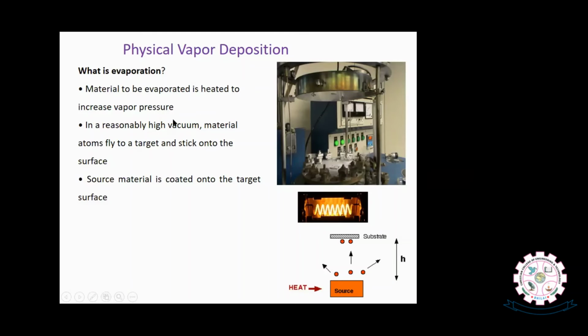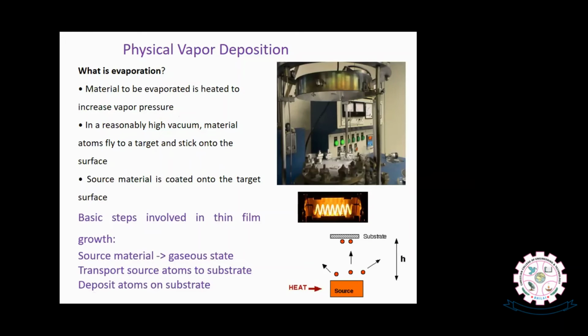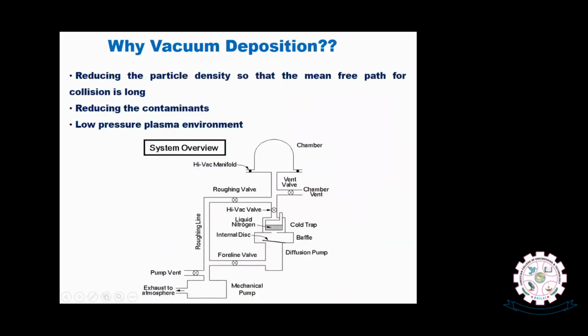Here, what is the advantage? In a reasonably high vacuum, the material atoms fly to the target. You can increase the distance more. Source material is coated onto the target surface very easily. What are the basic steps involved here? Again, you start with aluminum, you make it into a gaseous state by heating it, and then transport the source atoms to the substrate where I am fixing it here, and deposit the atoms onto the substrate. That is what you see here.